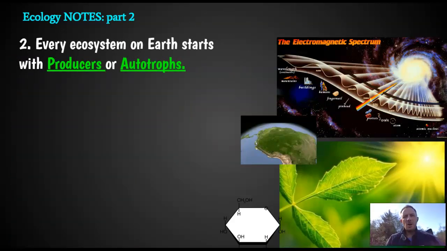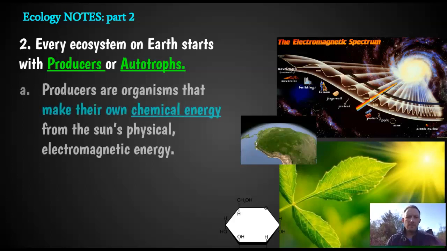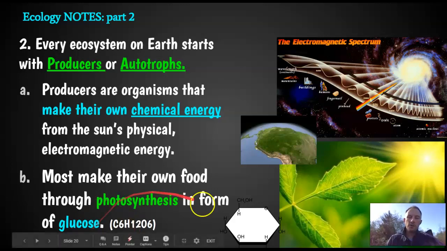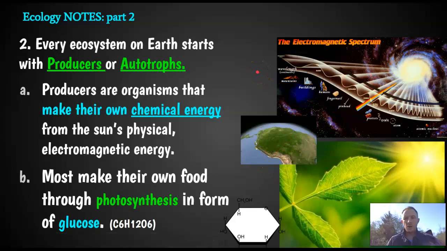Okay. Every ecosystem on Earth starts with producers. Autotrophs. So your producers are your primary producers. These are organisms that make their own chemical energy, photosynthesis, out of the sun's electromagnetic energy. So they take physical energy, energy in this form, electromagnetic, something that's on the move, and they turn it into chemical energy. They store it as sugar in their leaves. Most can make this through photosynthesis, and the end product of what they're making is what we call glucose. It's sugar, C6H12O6. Know your CHO.